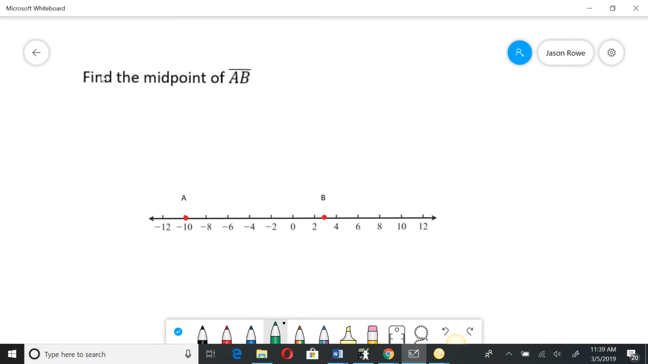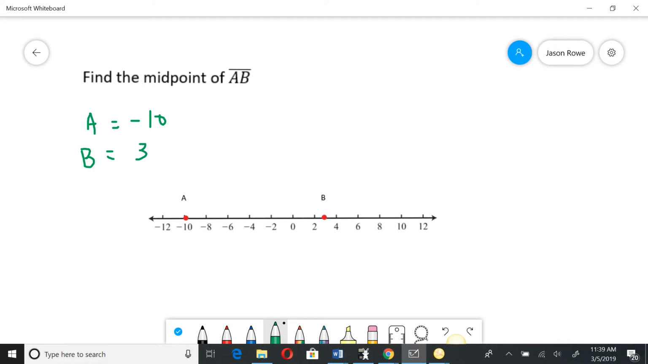All right, so we're still finding the midpoint of AB. So this time A is at -10. And B is in between these 2. We're going to assume whole numbers and not decimals. So we're going to assume that B is at 3.